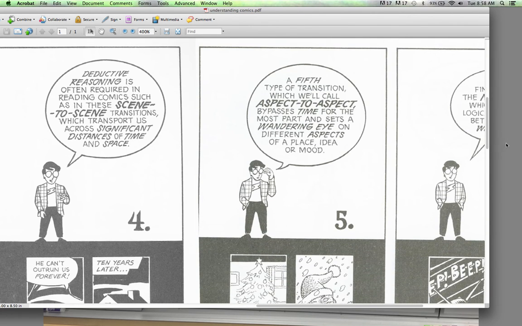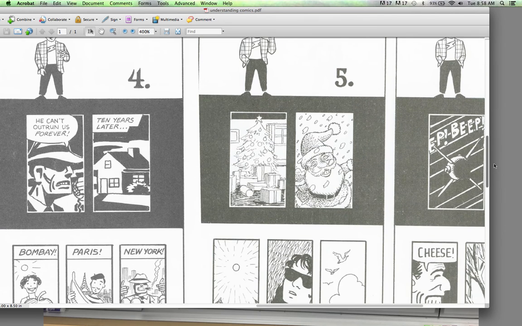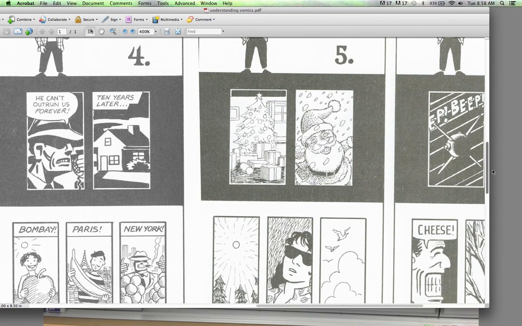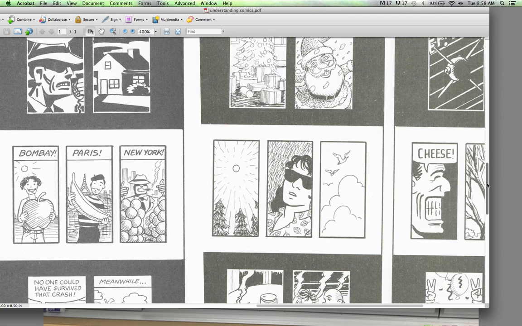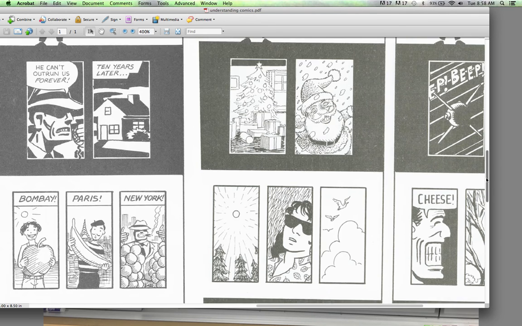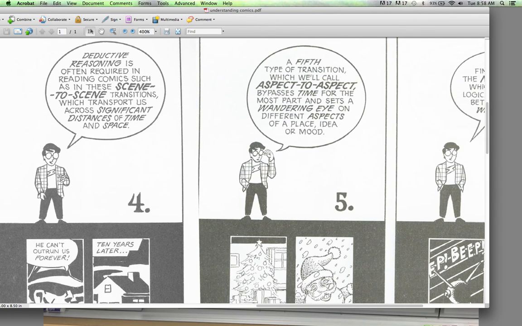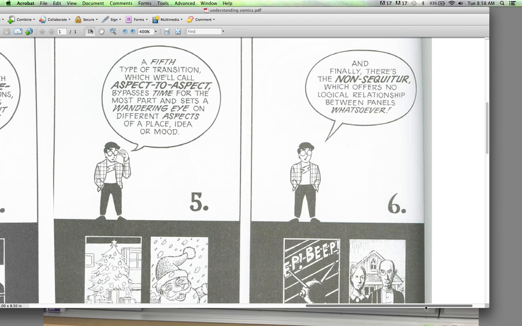aspect to aspect, wandering eye. It's kind of like an establishing shot. The only difference is an establishing shot is far away. It's one shot only. And we get a chance to see the scene. Here, the comic book artist and the video artist gets the opportunity to show you a variety of different clips that likewise establish the scene by providing a wandering eye to the place that the video or film is going to take place.